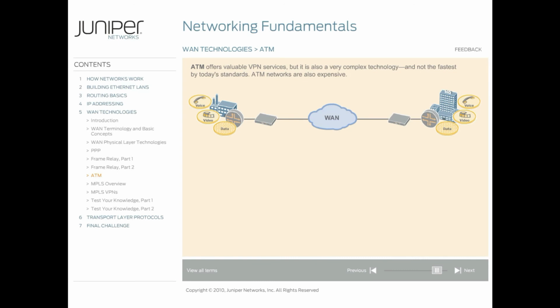As we've seen, ATM offers valuable VPN services, such as guaranteed QoS and the ability to prioritize one type of traffic over another. ATM is a very complicated technology, so we've covered only the basics here. When it was initially introduced in the 1980s, ATM offered massive amounts of bandwidth with speeds of 155 megabits per second and 622 megabits per second.